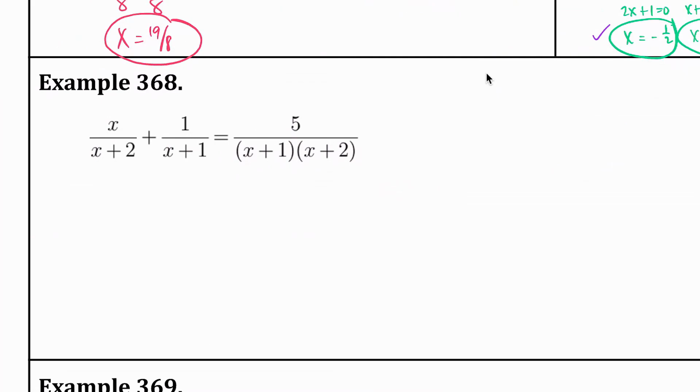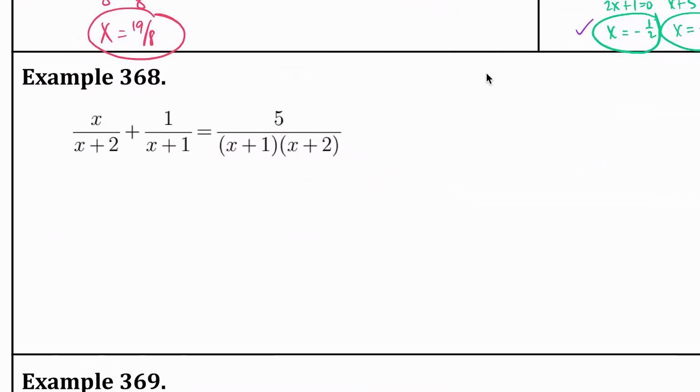Okay, so now let's get one that's a little bit more complicated here. First of all, before we do anything, let's decide what our least common denominator is. So up here, let's look at all of our denominators. This is the x plus 2 and x plus 1. This one has an x plus 1 and an x plus 2. So our least common denominator is going to have to be x plus 1 and x plus 2.